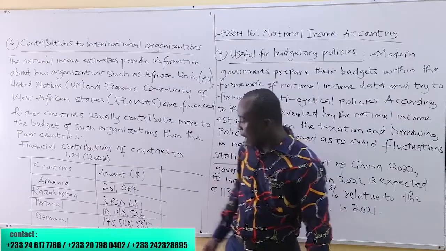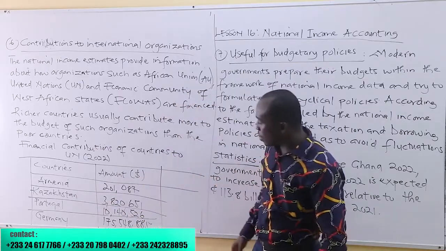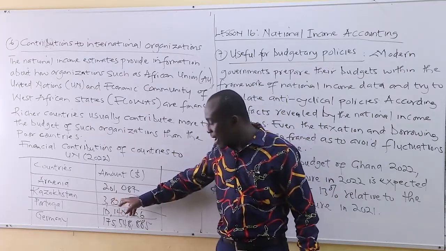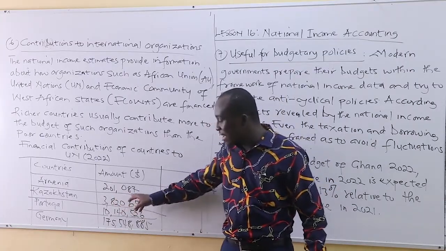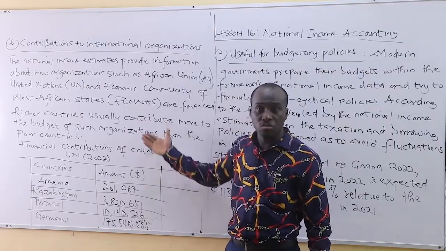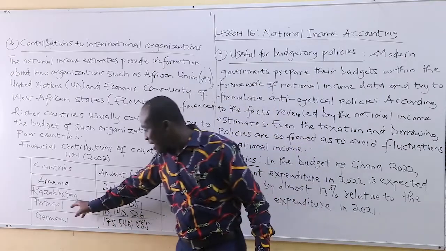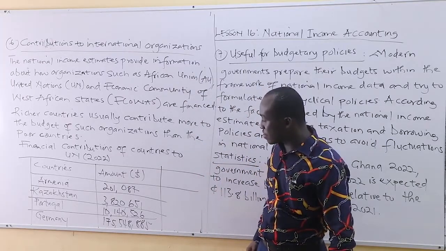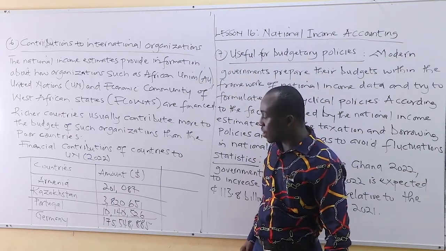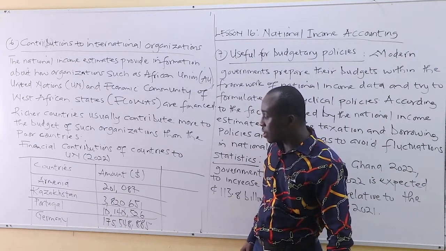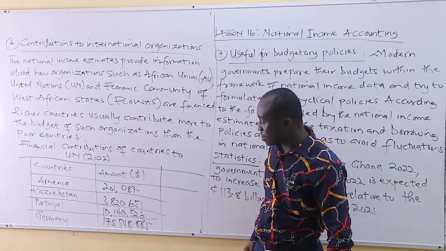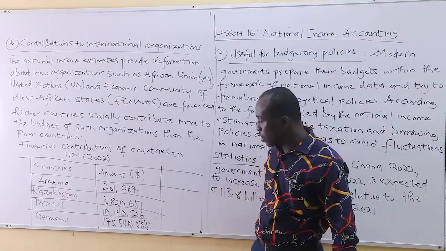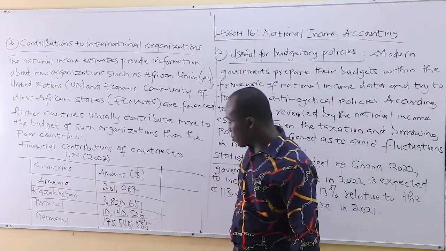For instance, Armenia in 2002, their contribution to the UN was $201,087. That's their contribution. Kazakhstan's contribution was $3,820,651 to the UN. In 2022, Portugal's contribution was 7.